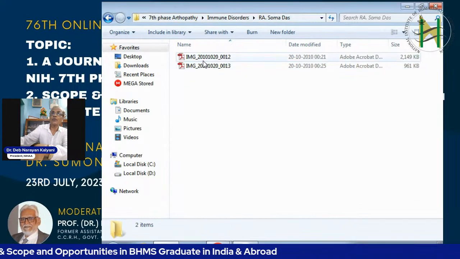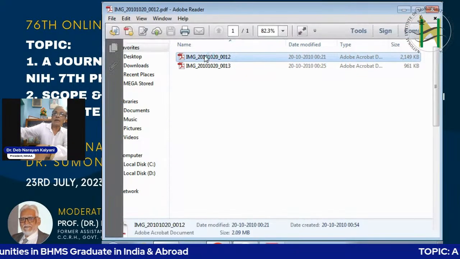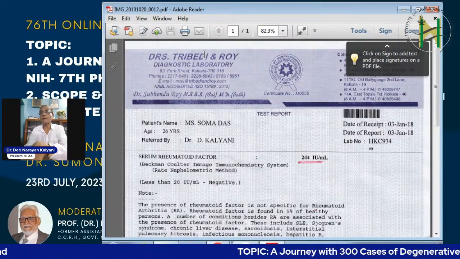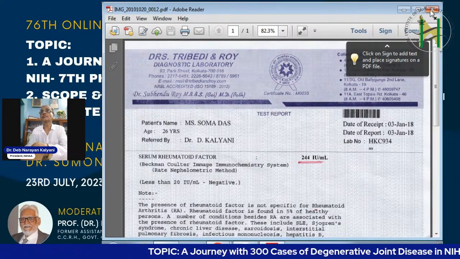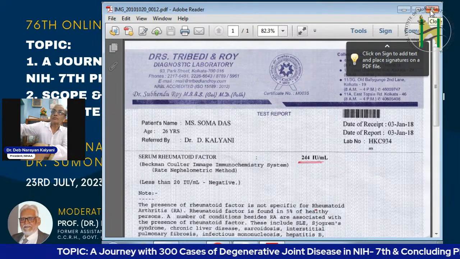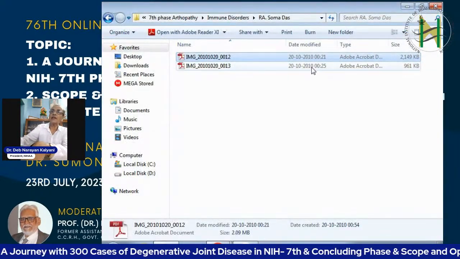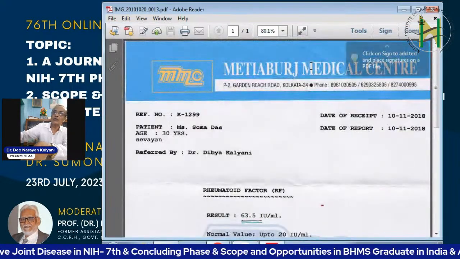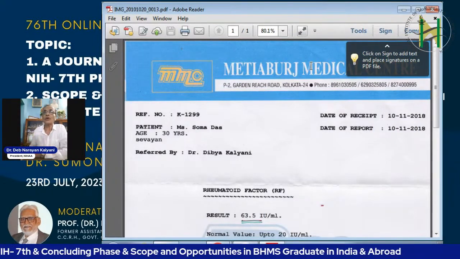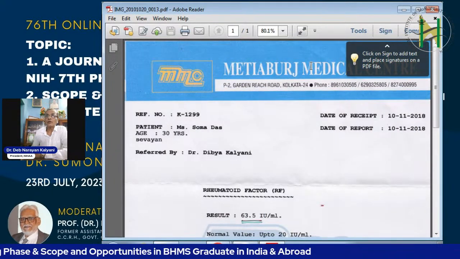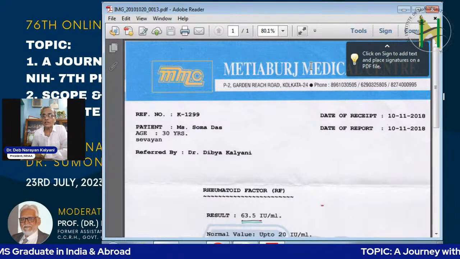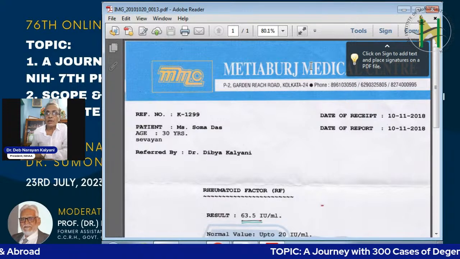Another case of positive RA factor. 240, normal is 20. The level is very high, meaning complaints and clinical troubles are very high, including deformities. It is well known to all of us that the patient usually comes to us in a later phase when common medicines are not giving that much response, or he is fed up with conventional medicine. See, the 100 has come down to 63.